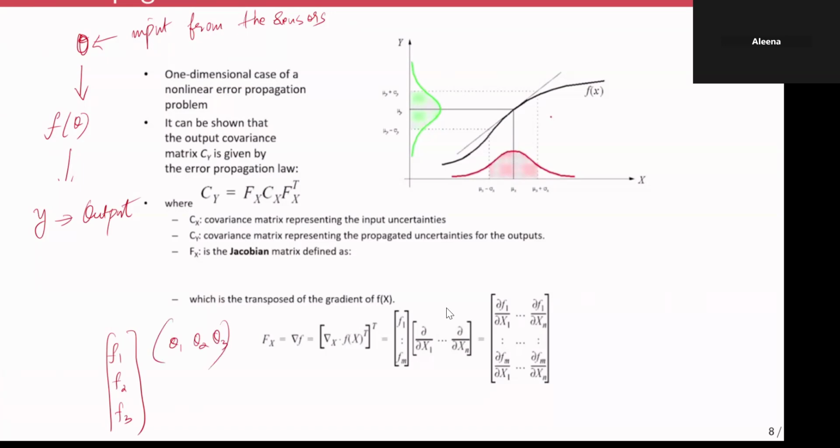your Jacobian matrix would look something like dou f1 by dou theta 1, dou f1 by dou theta 2, dou f1 by dou theta 3. And the second row would be dou f2 by dou theta 1, dou f2 by dou theta 2, dou f2 by dou theta 3. And similarly for the third row as well. That is how we define this Jacobian matrix. And this third term is simply the transpose of that Jacobian matrix.